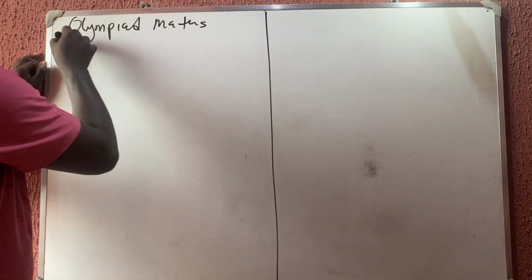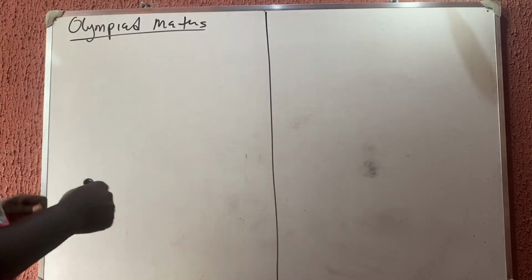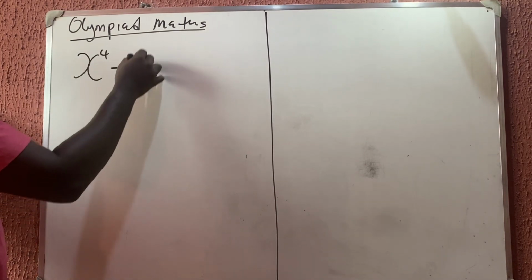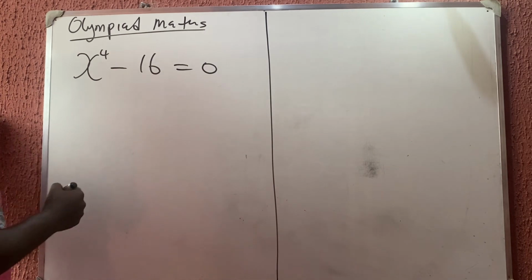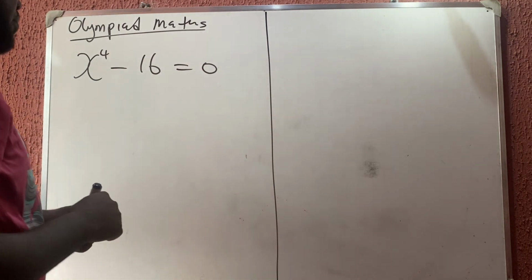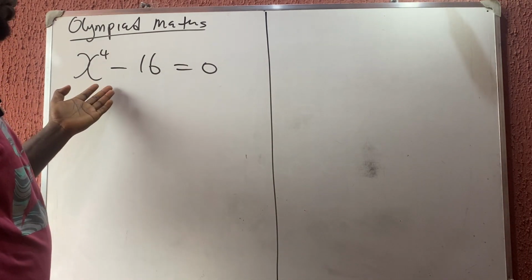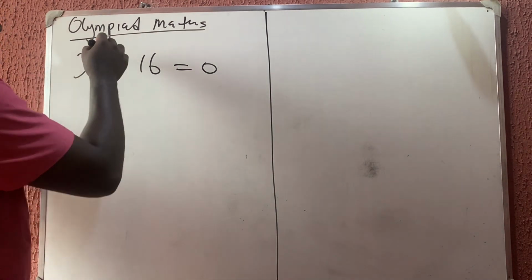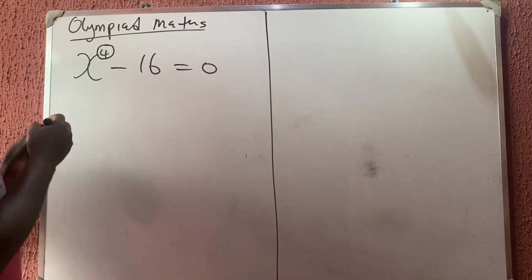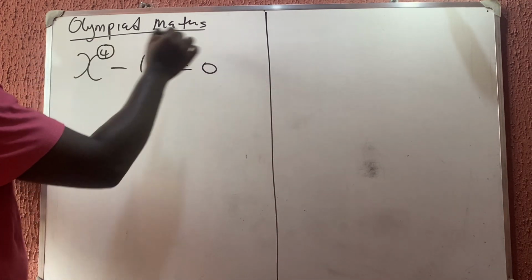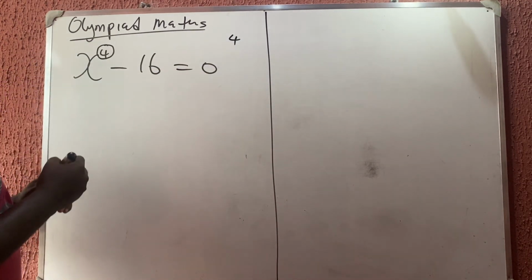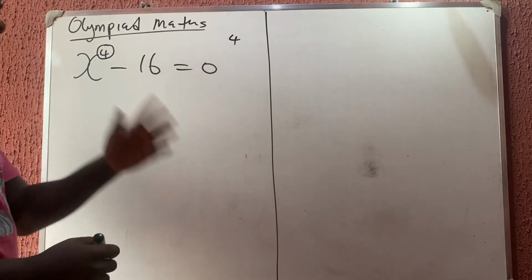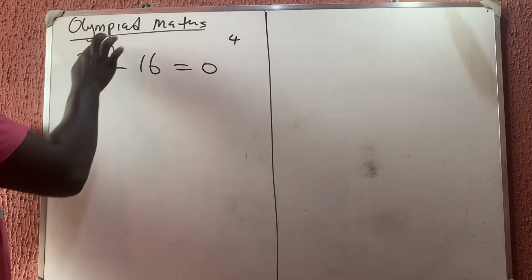Olympiad Math, right? So we'll be solving 200 questions on Olympiad Math. And the first one says x raised to power 4 minus 16 is equal to 0. Now, whenever this is a polynomial question, the number of solutions depends on the degree or power of the polynomial. Since this polynomial has the power 4, or degree 4, this question is supposed to have 4 answers.